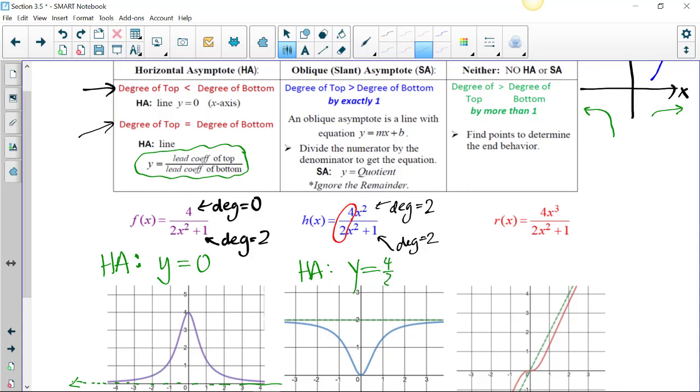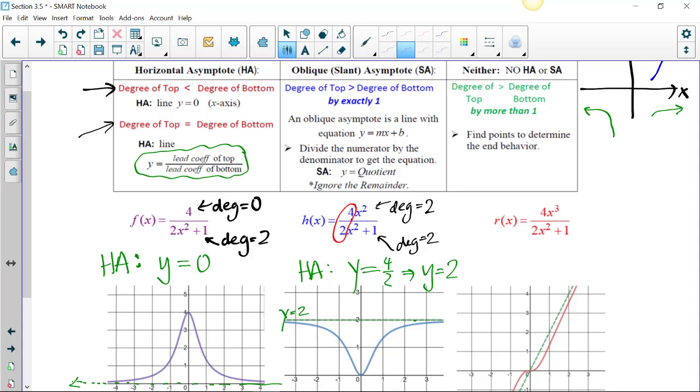So it's 4 over 2, which we would simplify and say the horizontal asymptote is the line y equals 2, which we can see here on our picture. Far to the right, it's getting close to that line, and far to the left doing the same thing. So we draw these as dashed lines. They're guidelines to help us draw the graph accurately.